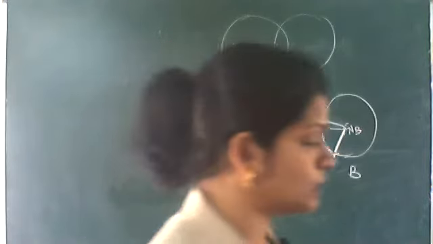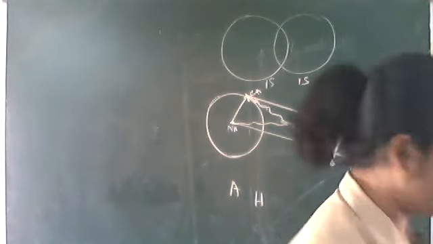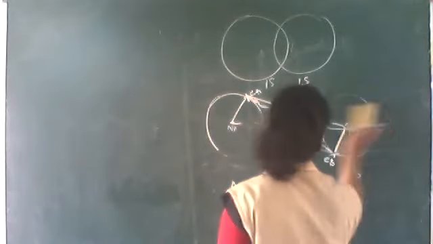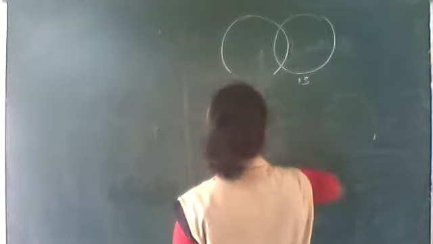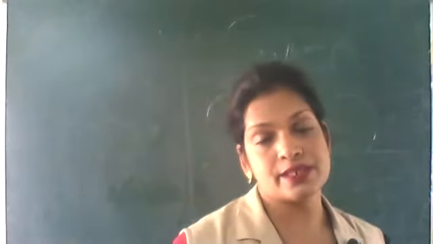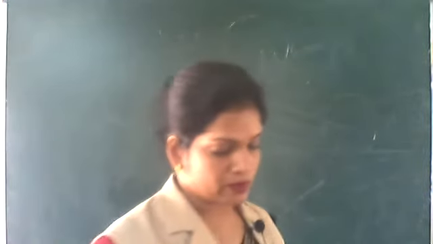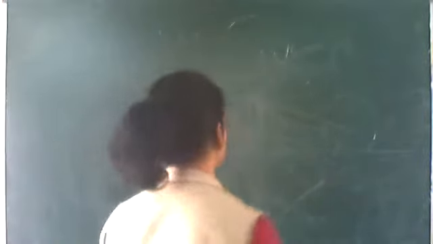So the next heading is overlapping of atomic orbitals. There are three types of overlap: positive overlap, negative overlap, and zero overlap. So write down overlapping of atomic orbitals.